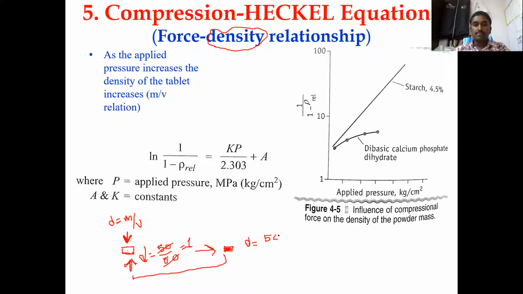Now let us say the volume is reduced to 40. Initially it is 50. Still you applied some kind of pressure. It is now 40. So now what is the density? Yes, density is 1.25. So you observe in both the conditions, the mass remains same. Since you applied more and more pressure, the volume has got reduced, but the tablet mass remains same.